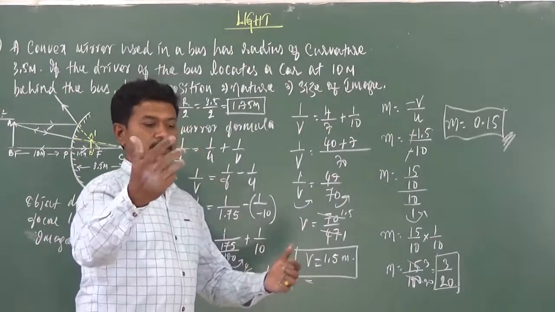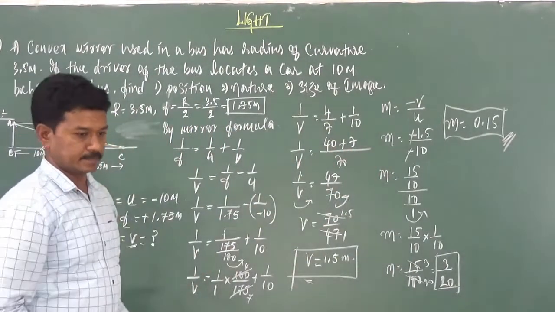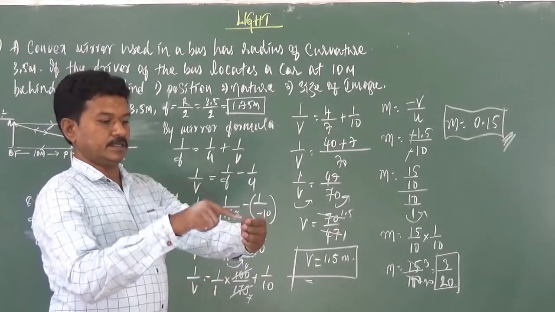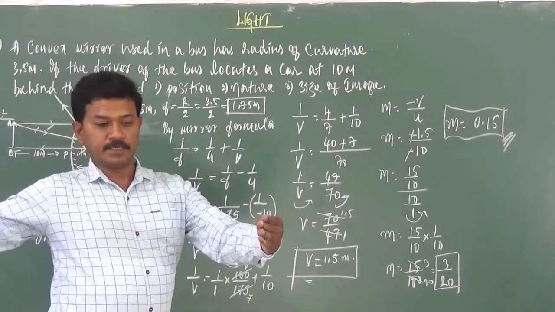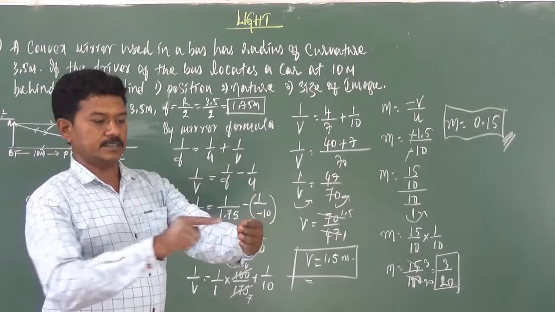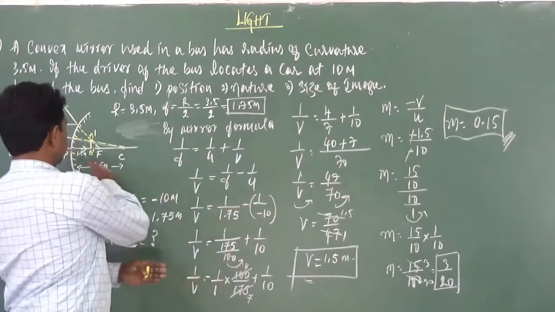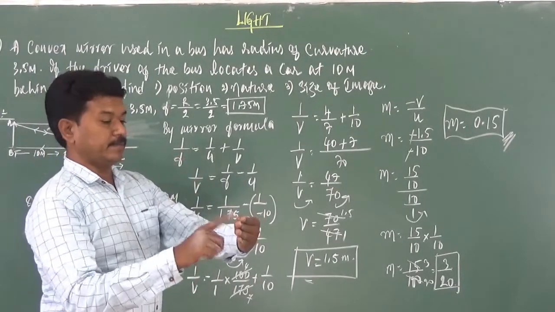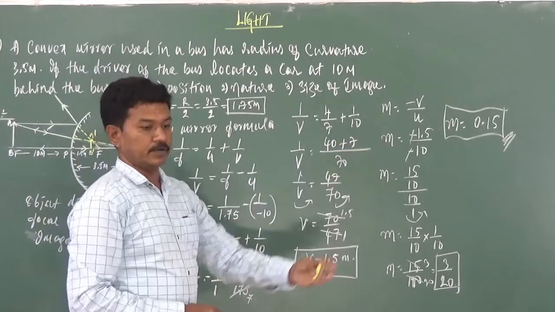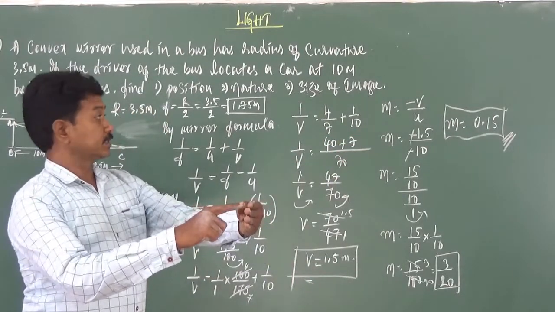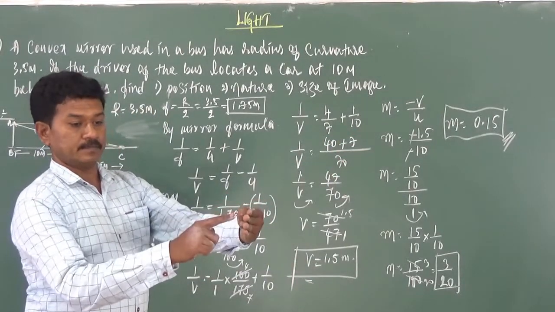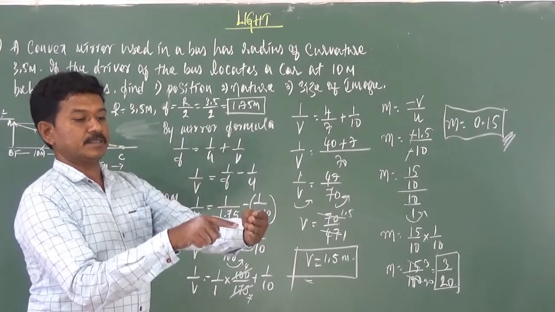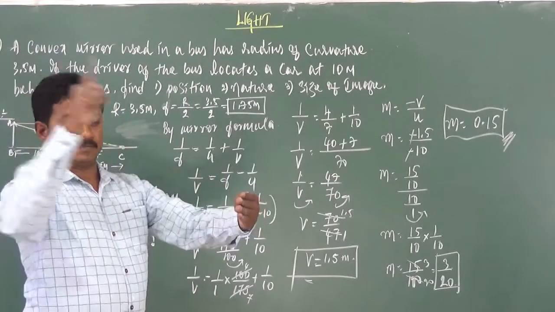I told you it's an art. Telling the answer is an art. So this is the driver, this is the mirror. He is seeing the mirror here. Car is 10 meters behind. The image of the car is inside the mirror at a distance of 1.5 meters. So the size of the image we have got is 0.15. So the size of the car in the mirror, what he sees, is 0.15 times the size of the car.